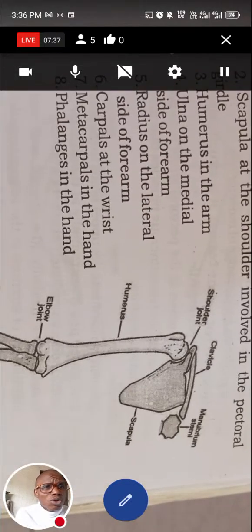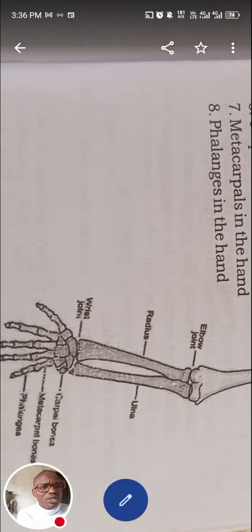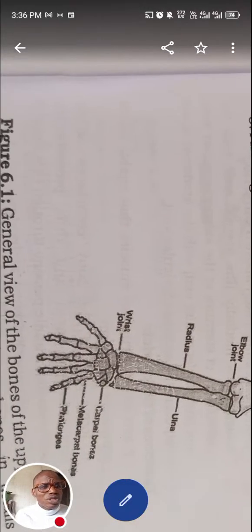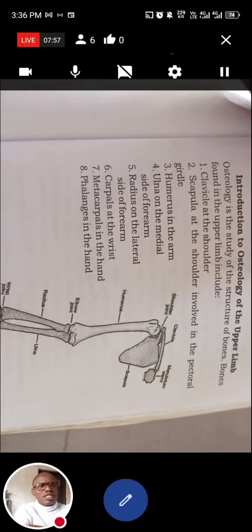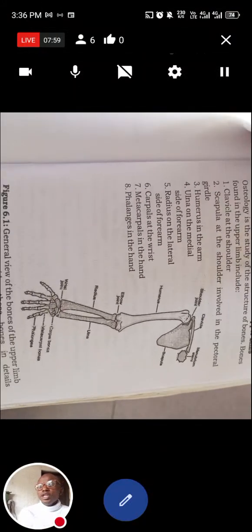These are some of the bones: clavicle, scapula, humerus, radius, ulna, carpal bones, metacarpal bones, phalanges. Are you following? C-SHROOM: 1, 2, 3, 4, 5, 6, 7, 8. Those 8 bones, they have displayed in this short diagram. Are you following? So that's about that.